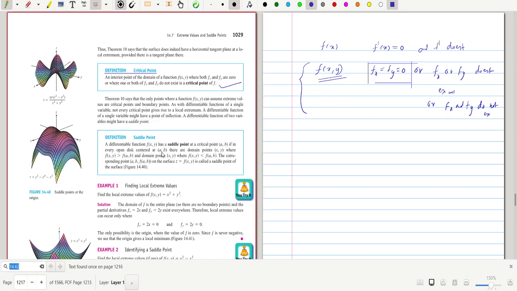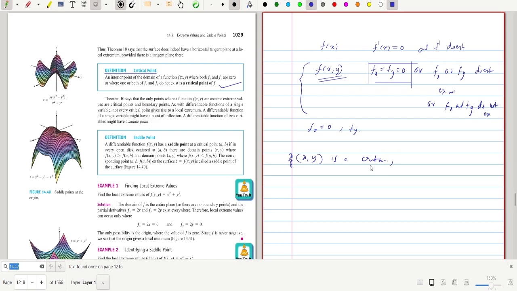Now you can define saddle points. Once you have the critical points, that means whenever fx equal to 0 and fy equal to 0, or any of these results holds, then we can say that x y is a critical point. If x y is a critical point, and it is not a local maximum and not a local minimum, that means x y is neither maximum nor minimum but it is a critical point, then we call this point a saddle point.